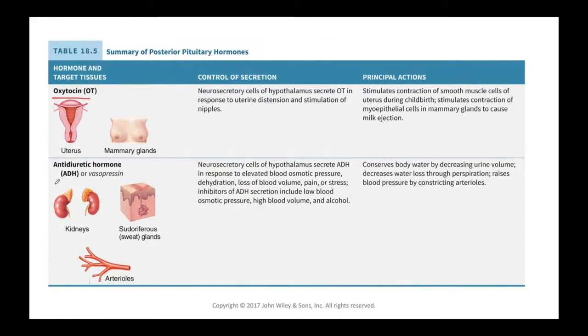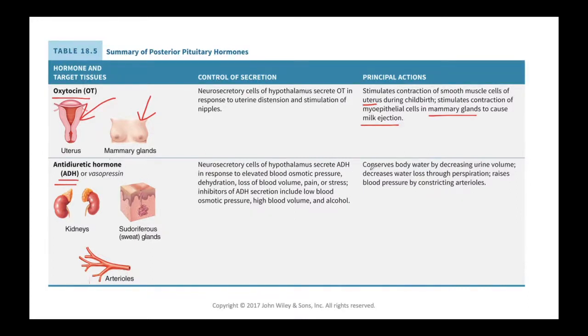The posterior is only two, right? It's only oxytocin and ADH. Oxytocin is going to act on the uterus and also the breast tissue. It's going to stimulate the smooth muscle of the uterus, called the myometrium, for childbirth, for delivery, and it's going to work on the mammary glands for milk ejection.